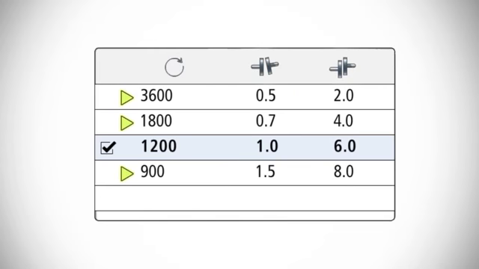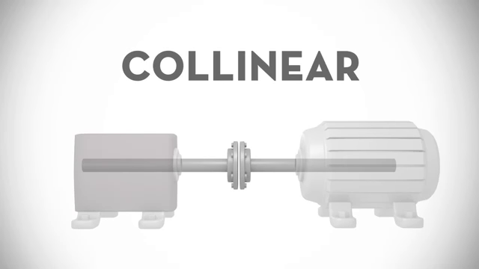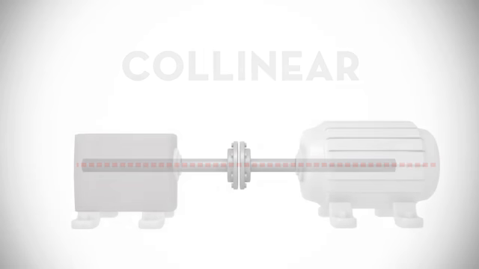For this reason, manufacturers of rotating equipment have established tolerances defining the maximum acceptable levels of angular and offset misalignment for their machines. If two shafts are perfectly aligned, they are said to be collinear. Collinear means that a single straight line will define the center of both shafts. Of course, this is almost never the case in the field.